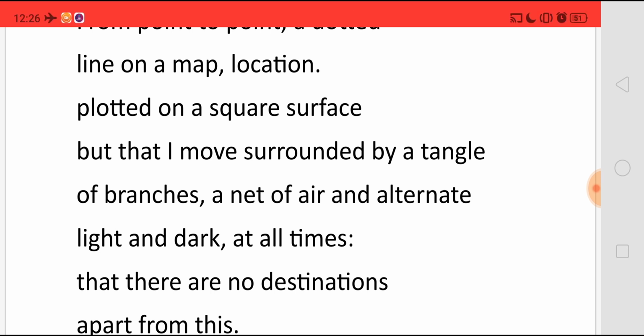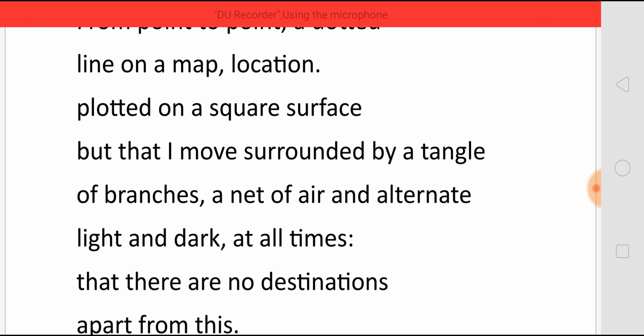See, generally a map which we have in this world is something which is dotted as lines in a flat surface. But now in my mind, it's a tangle of branches. It's a network of branches. It's very difficult. A net of air and alternate light and dark at all times. That there are no destinations apart from this.